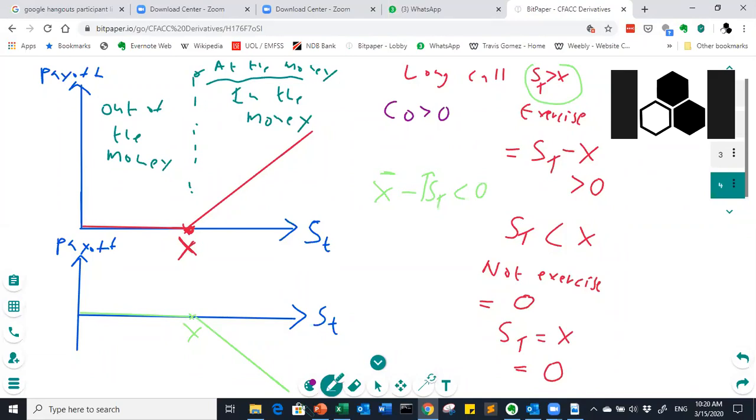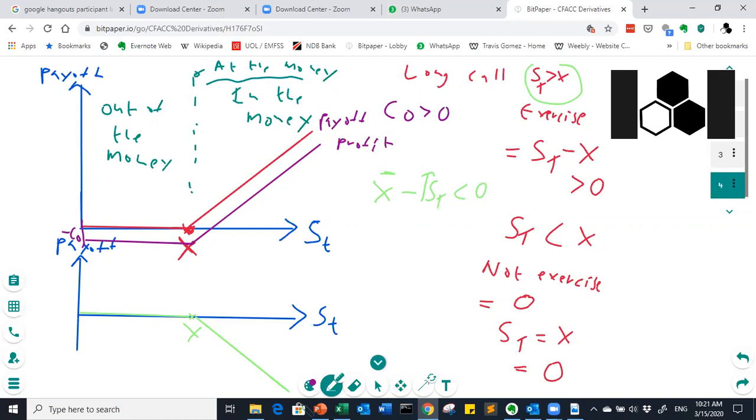Regardless of whether you decide to exercise the option or not, you still need to pay that C0, the option price. So if this is your payoff, then your profit after deducting the option price is just a parallel shift of this. This is the payoff diagram. For the profit diagram, you just vertically shift it down by the amount of the C0 payment that you need to make. Is that understood? Whether you exercise it or not, you still need to pay that price.